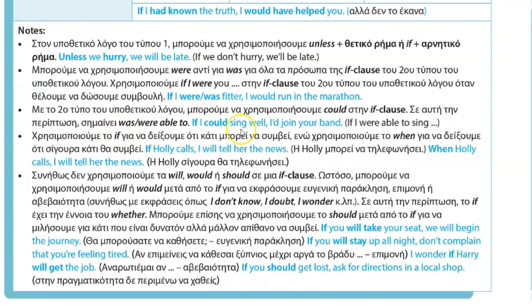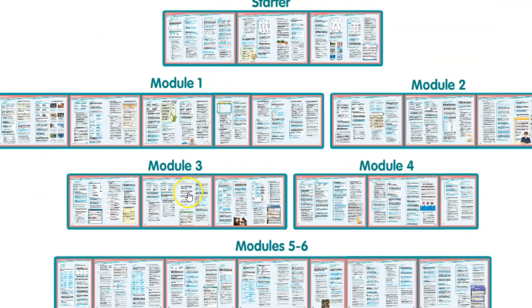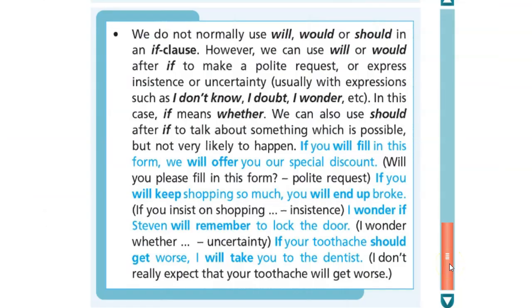Instead of using if, we can use when to show it's going to happen for sure. If Holly calls, I will tell her the news. Whereas when Holly calls, I will tell her the news. Holly's bound to call. Again, guys, if you go into the workbook, there's a grammar bank at the back of the book. And I'll let you read and summarize the final note by yourselves.